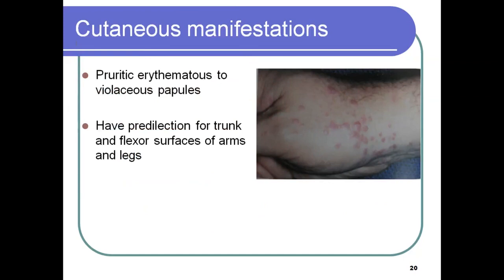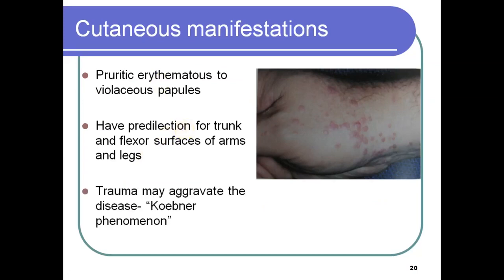The cutaneous manifestation is not just seen in the oral cavity, it is seen in the hands, such as pruritic erythematous to violaceous papules, seen on the trunk and flexure surfaces of the arms and legs. Trauma may aggravate the disease, which is known as Koebner phenomenon, which is a short note. What is Koebner phenomenon? It is the trauma which aggravates the oral lichen planus.